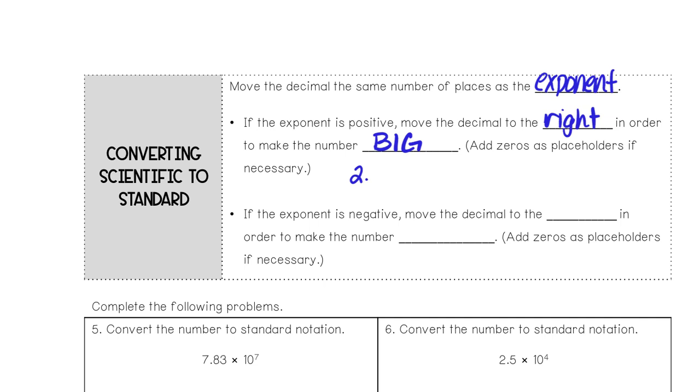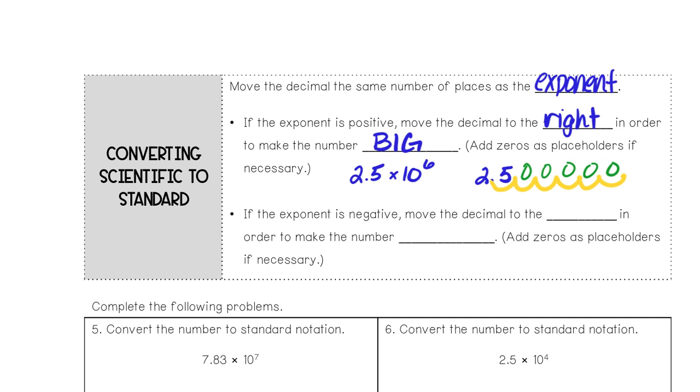So for example, if we have 2.5 times 10 to the 6th power, we're going to take that decimal and we're going to move it 6 times this way. 1, 2, 3, 4, 5, 6. So you would have to fill in all of those circles or all those valleys with zeros.